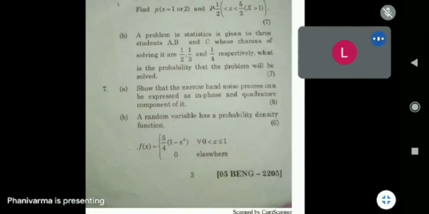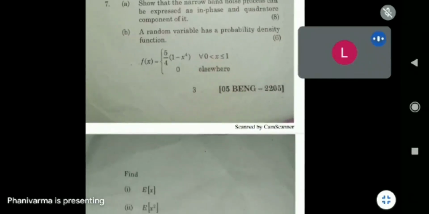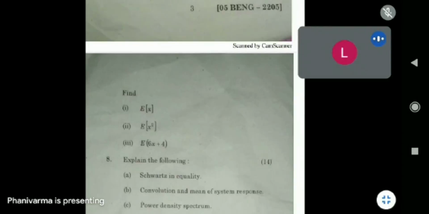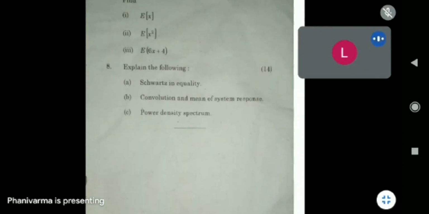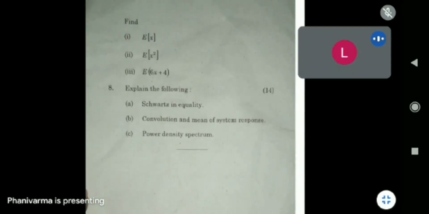Show that the narrow band noise process can be expressed in in-phase and quadrature components. A random variable has a probability density function, and you need to find out E of x square, and E of 6x plus 4. So in the 8th question, you are given the theory part where you need to describe the Schwarz inequality, convolution and mean of system response, and power density spectrum. So let's get to the solutions of this paper.